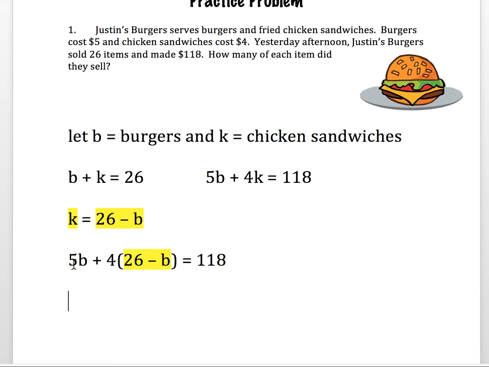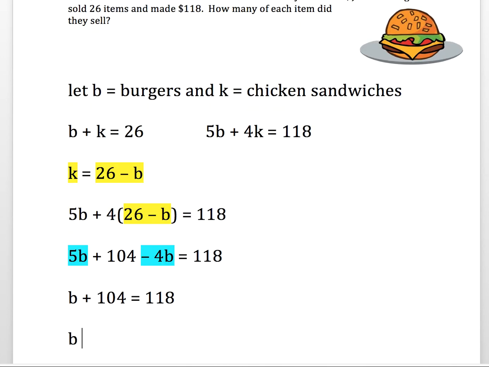Next step is to solve this equation. Now that we've substituted, we've created an equation with just one variable, which is going to be solvable. So we distribute, we get 5B plus 104 minus 4B equals 118. Now we combine like terms. We have 5B minus 4B. That's convenient, that's just one burger. Plus 104 equals 118. Now we're going to subtract 104 from both sides and we get 14.